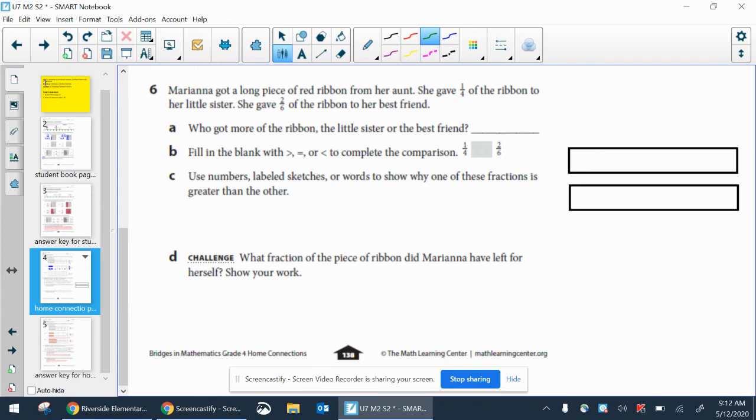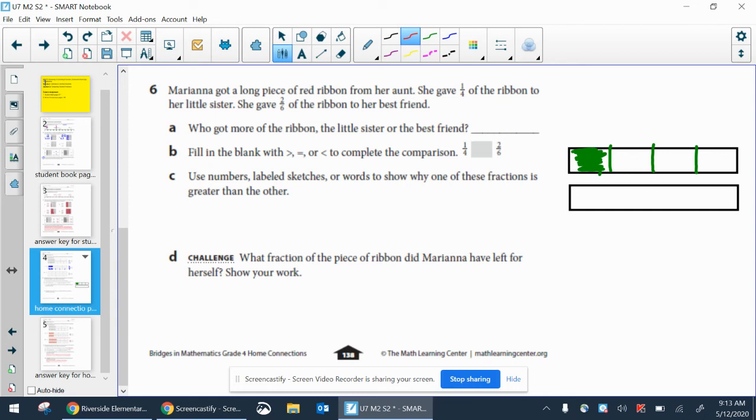So I'm going to divide it in half very carefully. Looks about right. And then from here, I'm going to divide my halves up into 4ths. 1, 2, 3, 4 equal parts. That's what she is giving to her little sister. So here is the 4th for little sister.